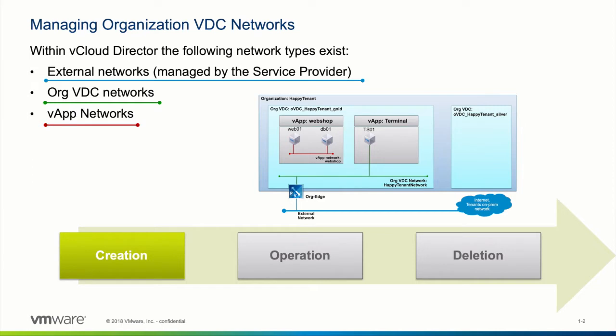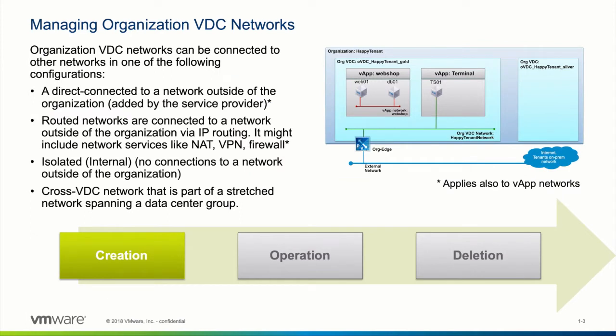A vApp network is used to create connectivity between VMs within a vApp. A vApp can have multiple VMs and can be enriched with features like DHCP, firewalling, or NAT as well. Being part of the vApp, the network information can be easily imported from a catalog or exported into new vApps.